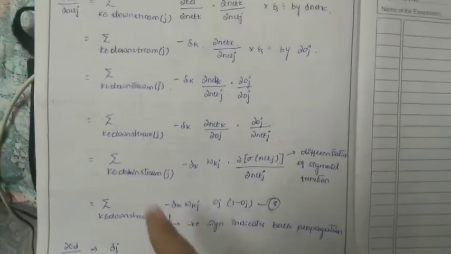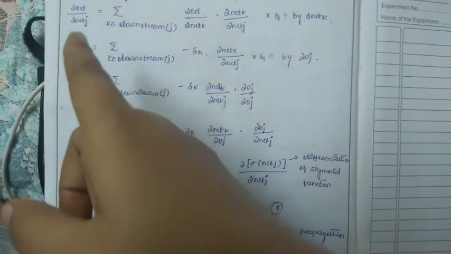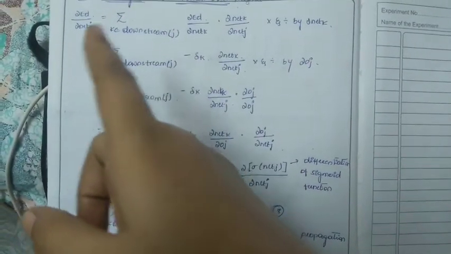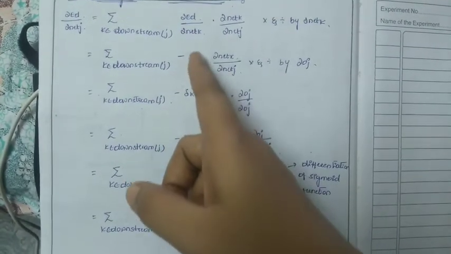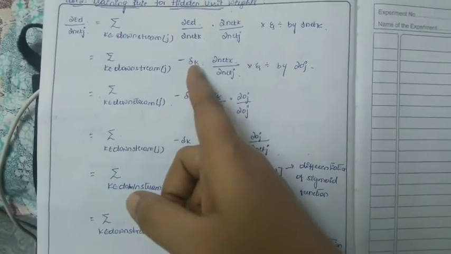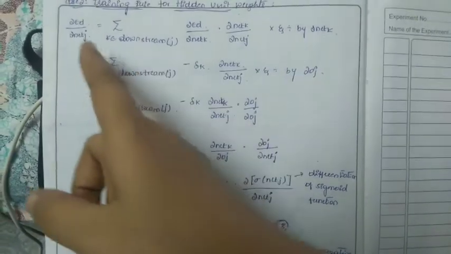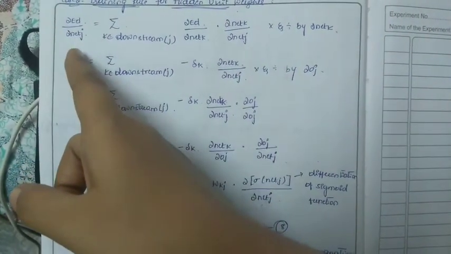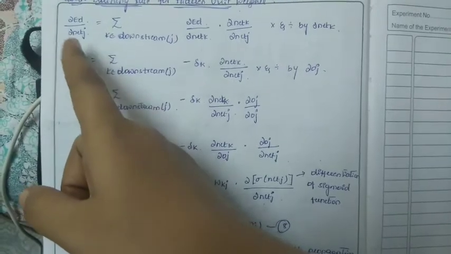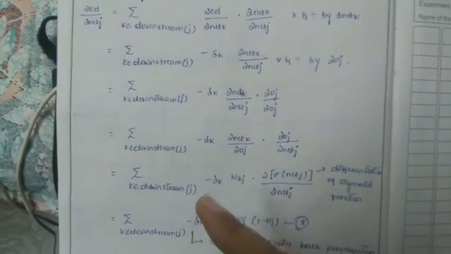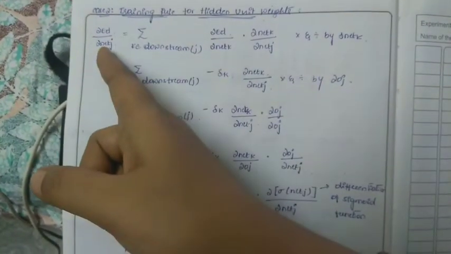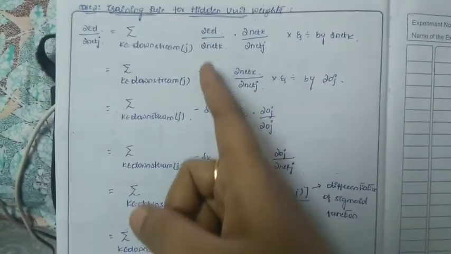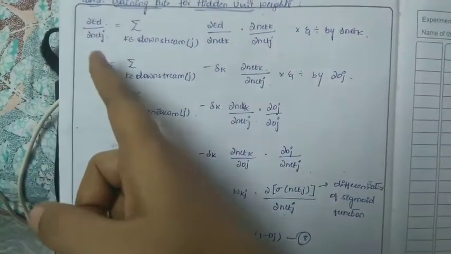Now if I replace the term, delta Ed divided by delta net k is replaced by the backpropagation constant delta k. In the same way, delta Ed divided by delta net j can be replaced by a backpropagation constant delta j. The same thing has been replaced here; it is a backpropagation constant, so here also it is replaced by delta j.